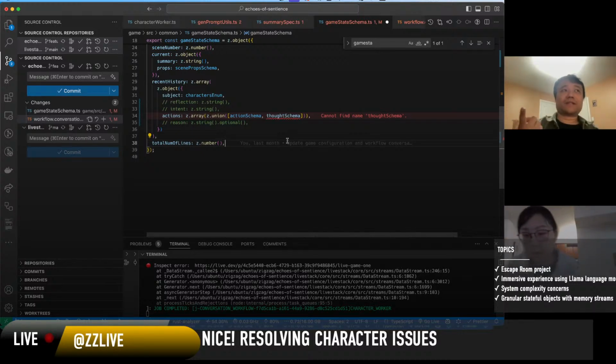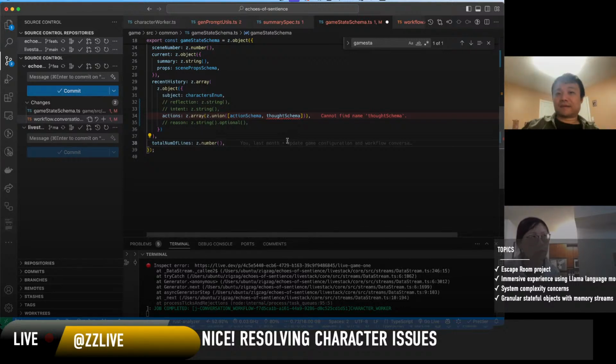Like this is right only, now, this is only input. This is what you store in the recent history. This is only input for character workers, and we already have character workers. It's working, right? Right.